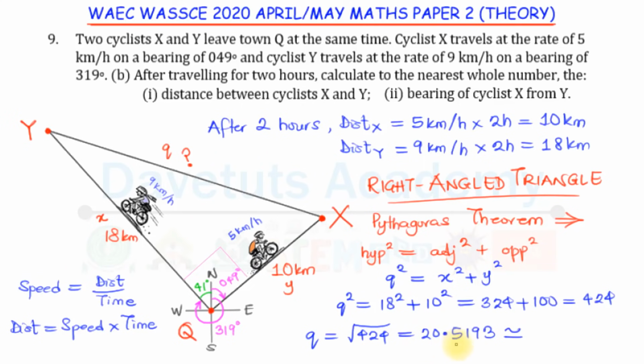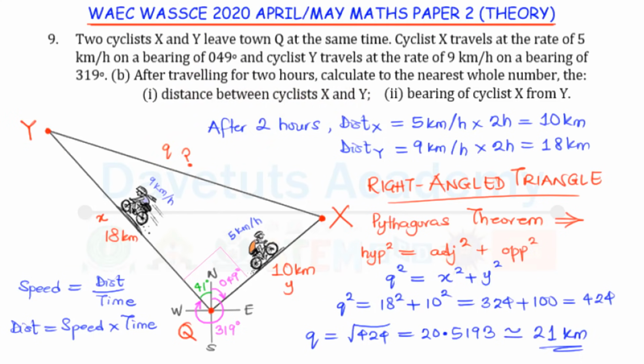For us to do that, we need to look at the number immediately following the decimal place, and that is 5. Numbers between 5 to 9 will round up to 1 and add to the initial number before it. Numbers between 0 and 4 will round down to 0 and will not have any effect. But here it is 5. So when we round 5 up, it will become 1 and we add to 20. That will be 21, and the unit is kilometers. So 21 kilometers is the distance between cyclists X and Y.